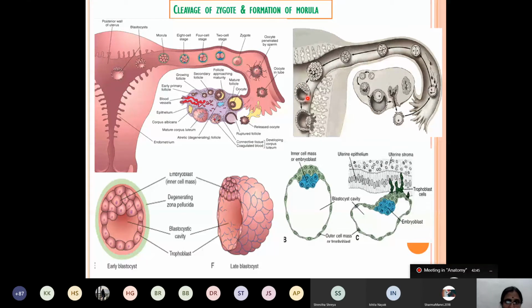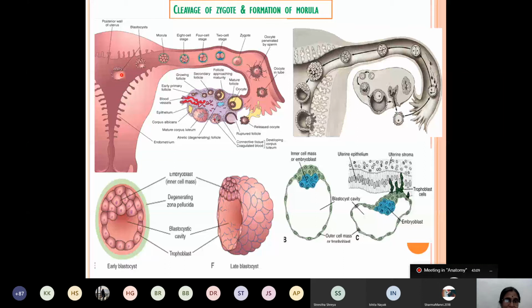This trophoblast differentiates into syncytiotrophoblast outside, here you can see, and cytotrophoblast inside. After the formation of syncytiotrophoblast and cytotrophoblast, it penetrates, undergoing implantation at the end of the first week of intrauterine life. This is the implantation in the posterior wall of the fundus. Here you can see the posterior wall of the fundus in the endometrium.